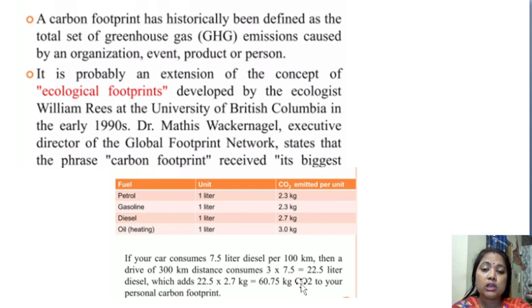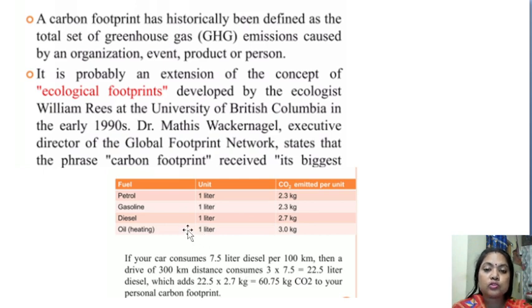Because per liter consumption, oil releases 3 kg of carbon dioxide. So 7.5 liters of fuel is burning in the car. So how much total kg of carbon dioxide will be emitted per liter? That is 3 into 7.5, plus 2.5 liters of diesel, which adds 2.5 into 2.7 in the case of diesel. That is a total of 60.75 kg of carbon dioxide added to your personal carbon footprint.